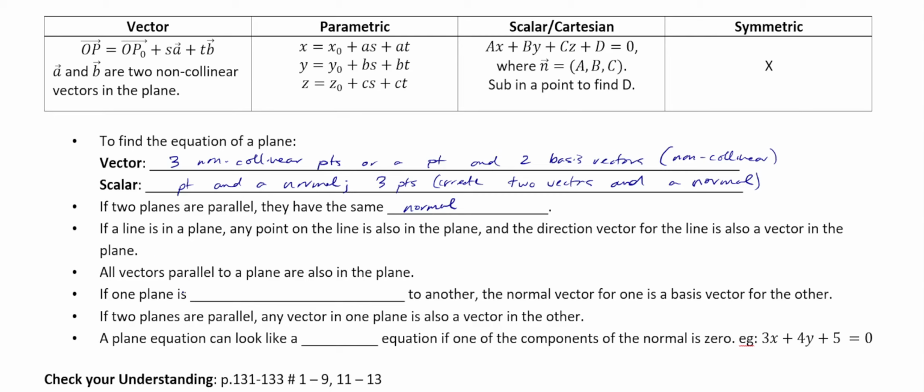Now, if one plane is perpendicular to another, the normal vector for one is the basis vector for the other. If two planes are parallel, any vector in one plane is also a vector in the other, and a plane equation can look like a line equation if one of the components of the normal is 0.